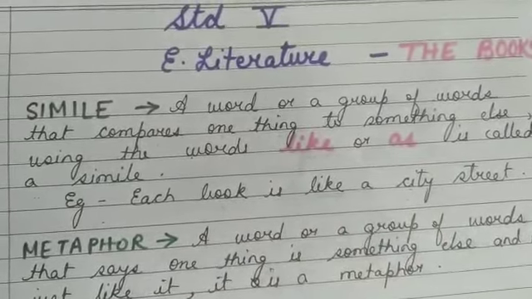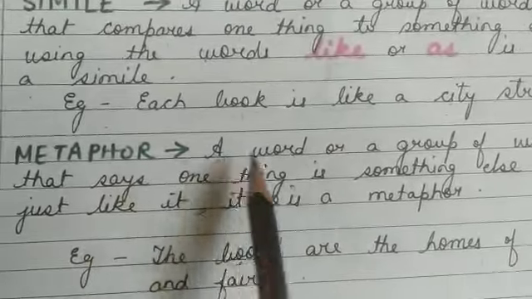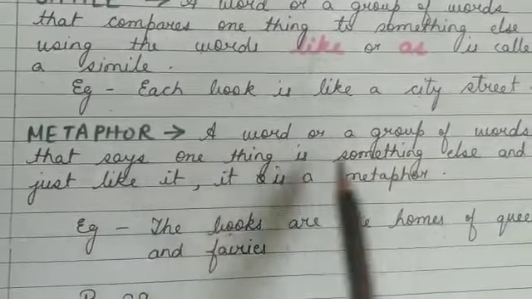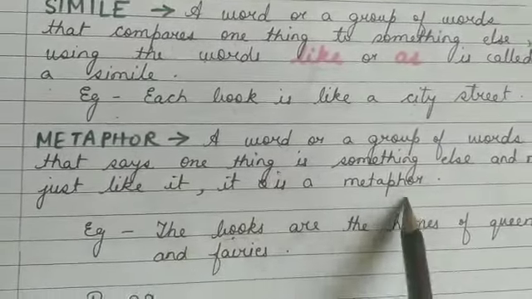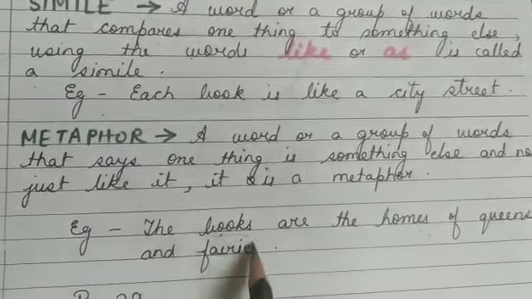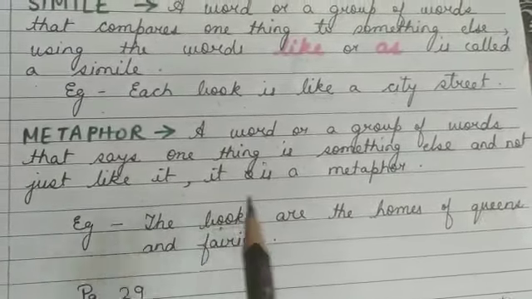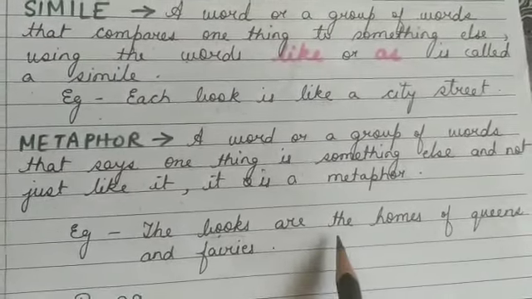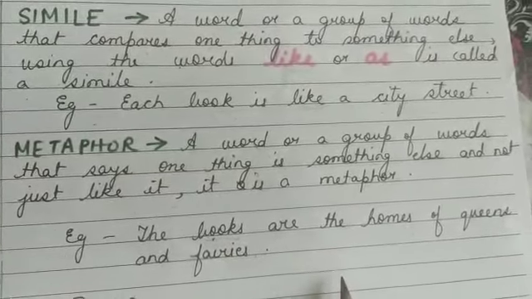So it's a simile. Now, what do you mean by a metaphor? A word or a group of words that says one thing is something else and not just like it. It is called a metaphor. Means, for example, the books are the homes of queens and fairies. Here we are saying that the books are the homes of queens and fairies. We have not used the word like or as. So this is an example of a metaphor.